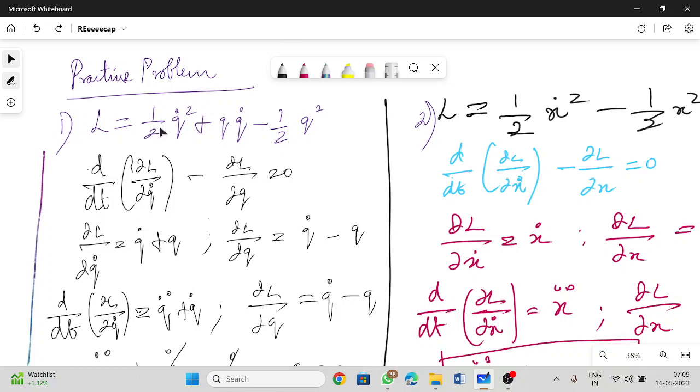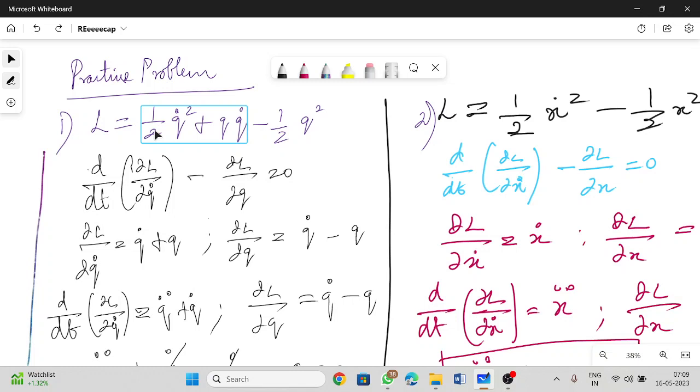Right. And today we already discussed what a Lagrangian is, and we discussed the simple harmonic oscillator problem in the previous video itself. If you want to understand what is meant by L and how we are solving that linear harmonic oscillator problem, just check my previous video, right? So these two are some practice problems. These are simple problems, right?